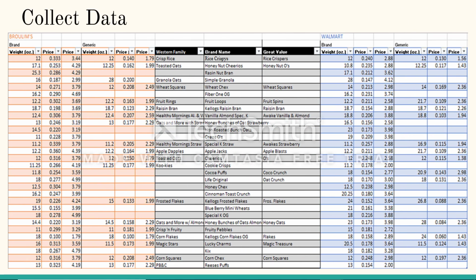So we set out to collect our data. This is a data table that we constructed. We drove to the stores and got to work. We collected the data through systematic sampling and recorded the weight of the cereal in ounces, the price per ounce, and the listed price for the generic and brand cereals.